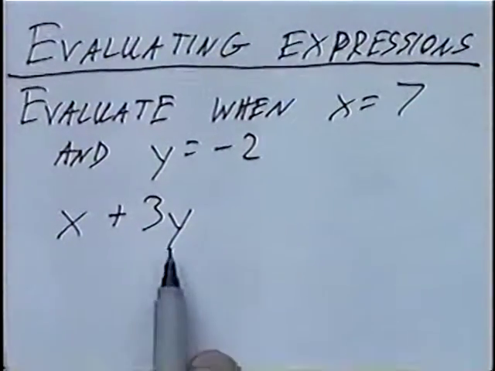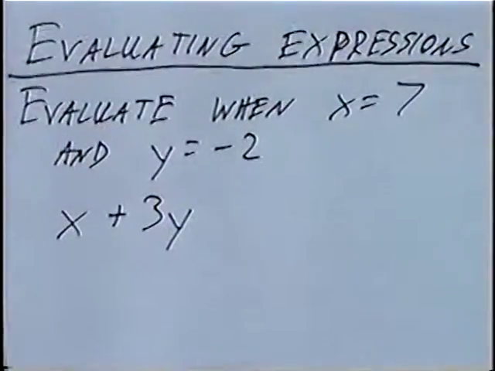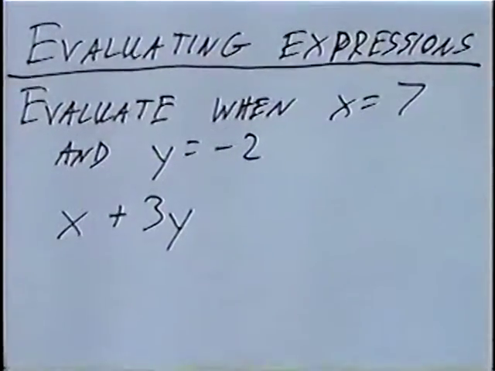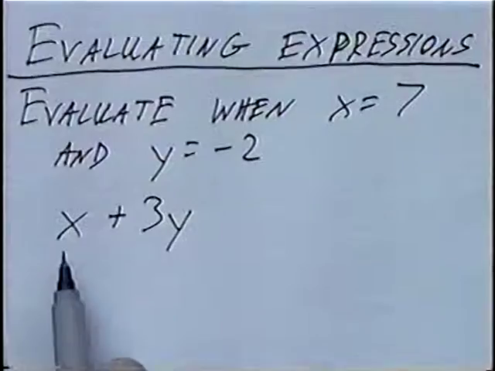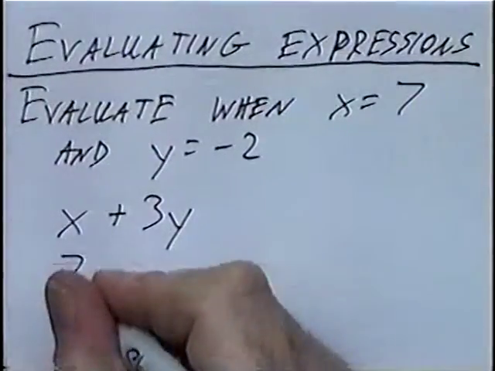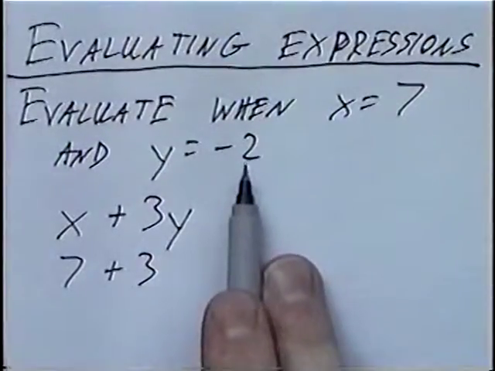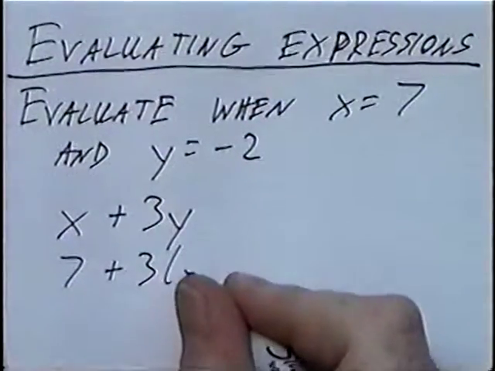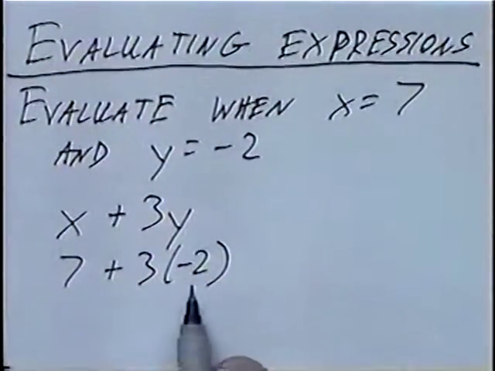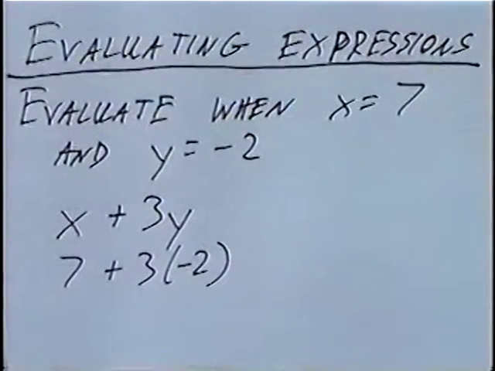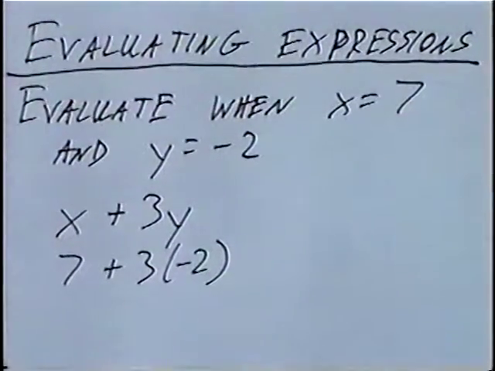To simplify x plus 3y, we can use the values given in the directions above. In place of x, we'll put a 7, and plus 3y, instead of y, we'll put negative 2. It's a good idea to put negatives inside the parentheses to keep them separated from the other numbers.